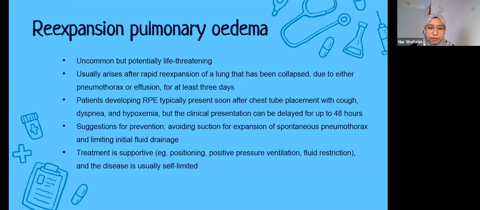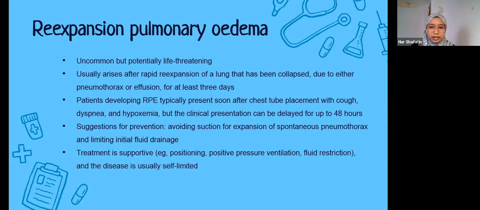It usually arises after rapid re-expansion of a lung that has been collapsed due to either pneumothorax or effusion for at least 3 days. So patients developing edema typically present soon after chest tube placement with cough, dyspnea, and hypoxemia, but the clinical presentation can be delayed for up to 2 days.